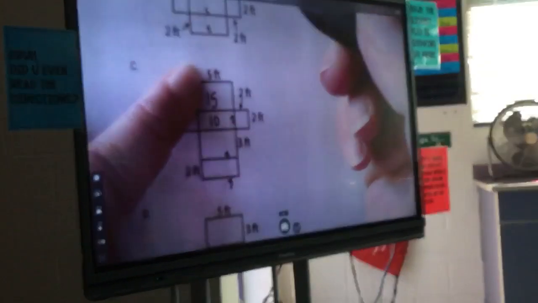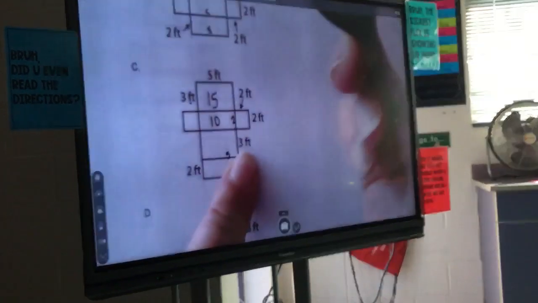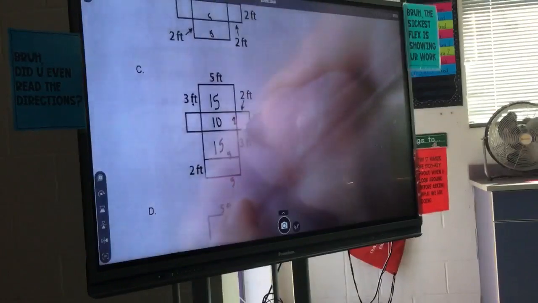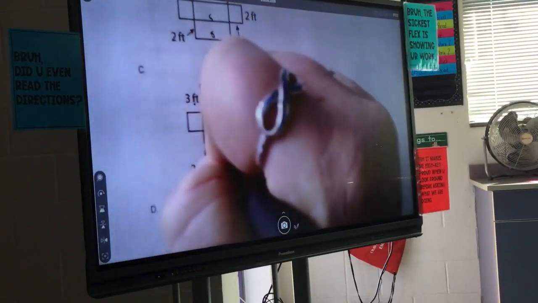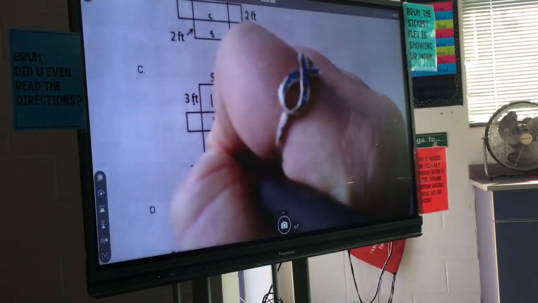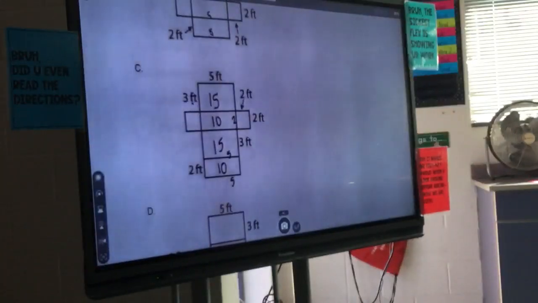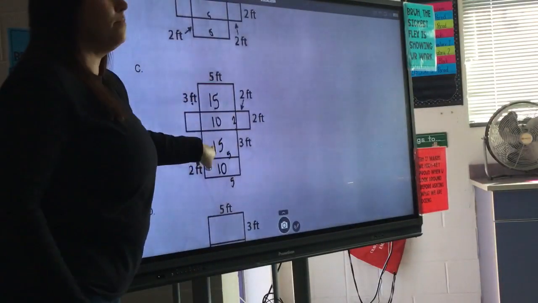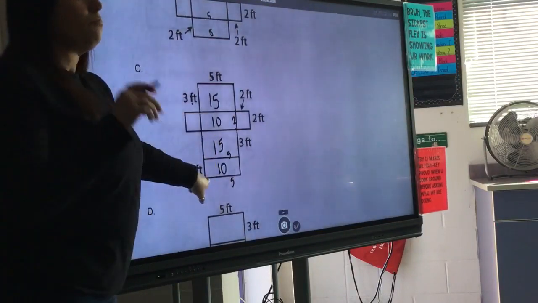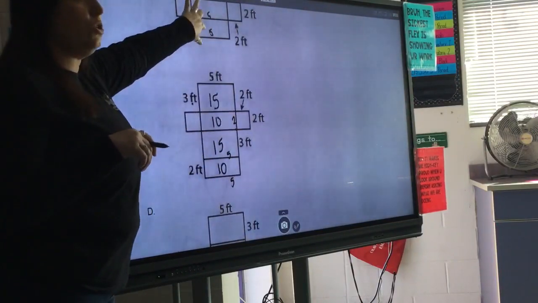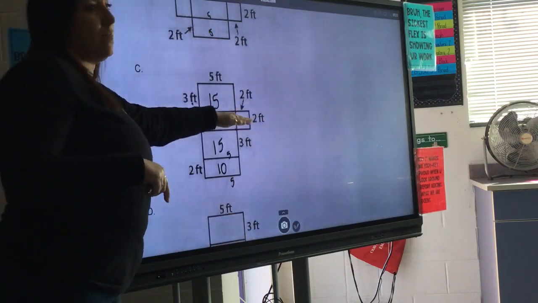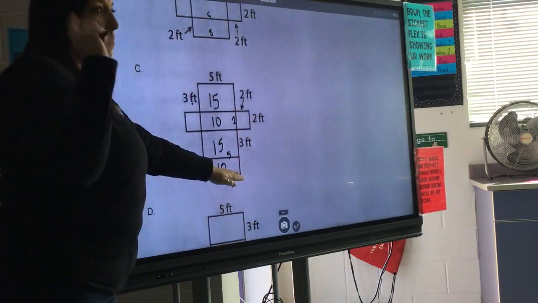All right, I know that this is 5 and I know that this is 5. So I'm going to do 5 times 3. What does that equal? 15. And 2 times 5 is what? 10. All right, so Dimanche, see how this one is every other? Okay? Where this one, the two are right next to each other. So this is what I mean.